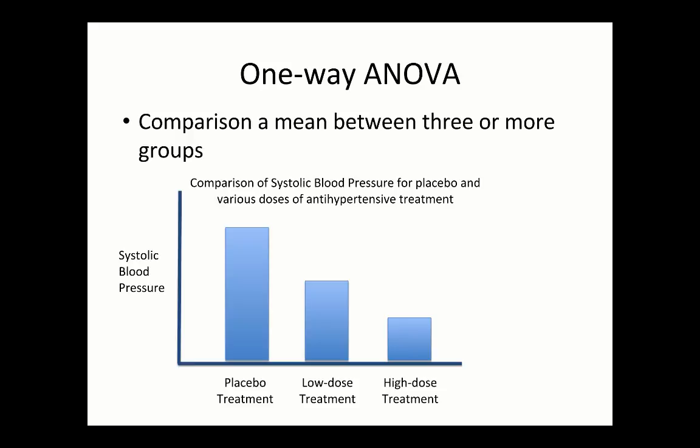Let's look at an example of a one-way ANOVA. Recall that a one-way ANOVA is a comparison of an average of a variable between three or more distinct groups. Let's look at an example. Suppose we wanted to compare the average systolic blood pressure after a placebo, low dose or high dose of antihypertensive treatment. In this example, what would be our research question?